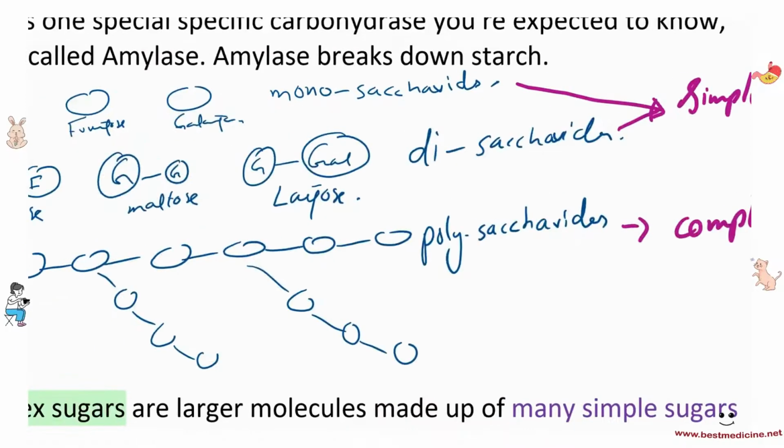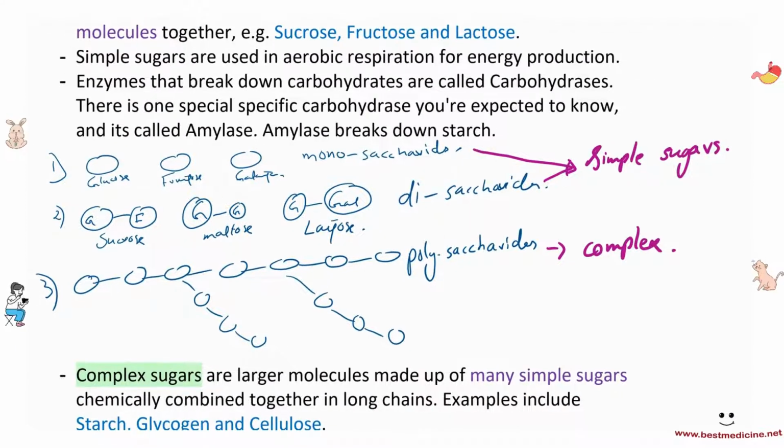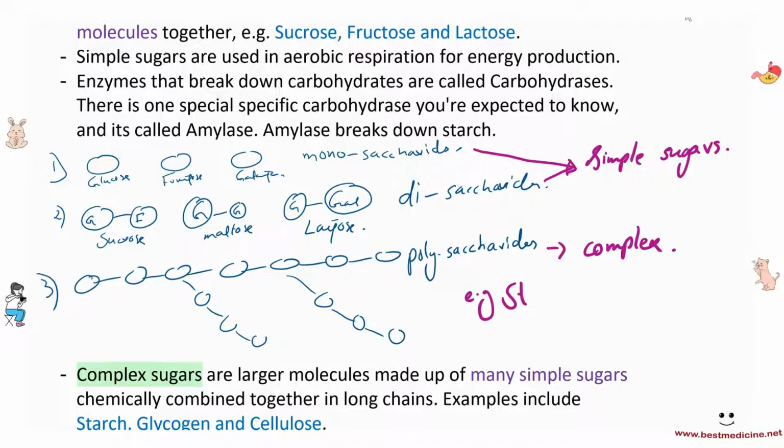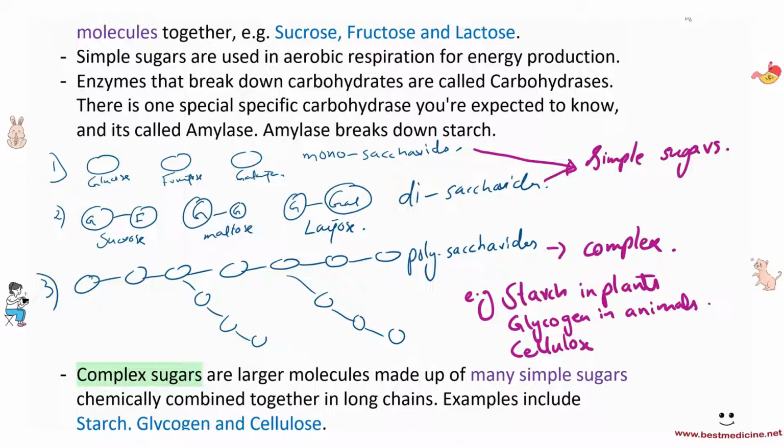An example of a complex sugar in plants is starch. For example, starch in plants. And in animals, it's glycogen. Also, remember the cell wall? Remember what the cell wall was made up of in plants? Cell wall in plants is made up of cellulose. Cellulose is also a polysaccharide, okay?